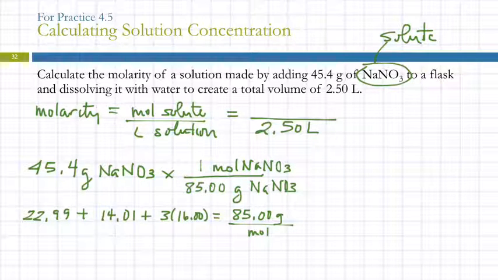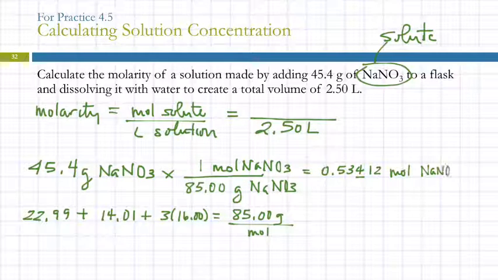So we've got 45.4 divided by 85.00, and this is equal to 0.534. This result here only has 3 sig figs because our starting mass had 3. So there's 3. This is not a final answer. I want to write down 2 extra digits so that I don't get any rounding errors. And so that's my moles of sodium nitrate.